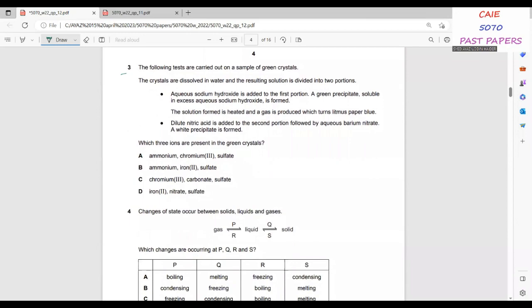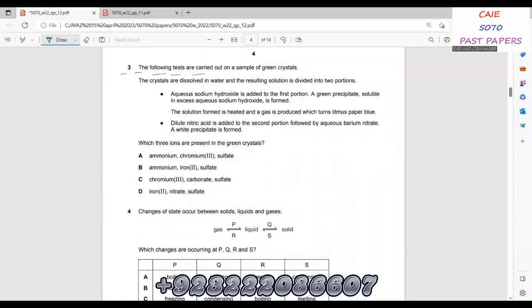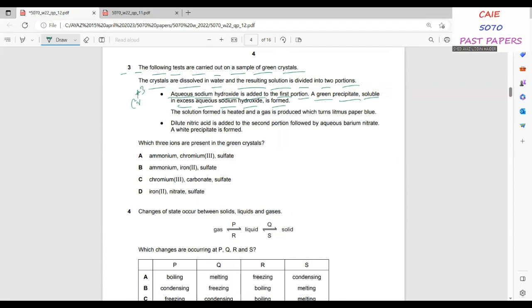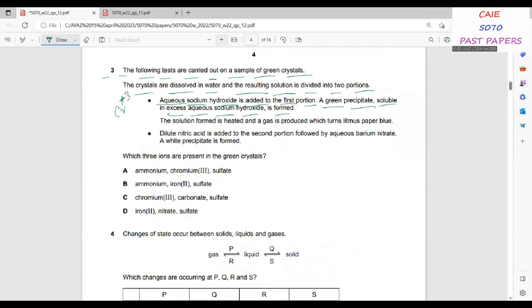Number 3. The following tests are carried out on a sample of green crystals. The crystals are dissolved in water and the resulting solution is divided into two portions. Aqueous sodium hydroxide is added to the first portion. A green precipitate soluble in excess aqueous sodium hydroxide is formed. We have only one ion for this, and that is Cr³⁺. It is soluble in excess sodium hydroxide.